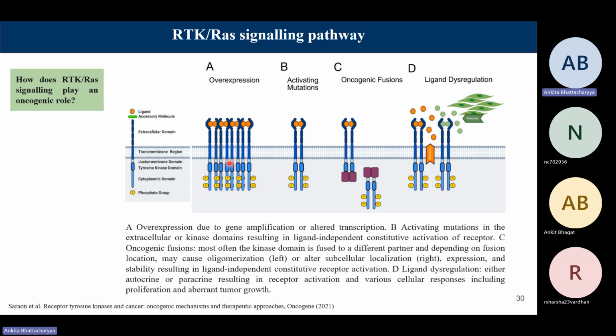Second, you can have activating mutations in the extracellular domain or the kinase domain, which leads to ligand independence. Third, you can have oncogenic fusions. If you remember, I discussed the example of the TMPRSS2-ERG fusion, or any gene fusion like BCR-ABL fusion, etc. That leads to formation of abnormal proteins, half of which will stay localized, the other half can migrate anywhere into the cell. Fourth is ligand dysregulation, either autocrine or paracrine, that results in receptor activation and various cellular responses, including proliferation and aberrant tumor growth.